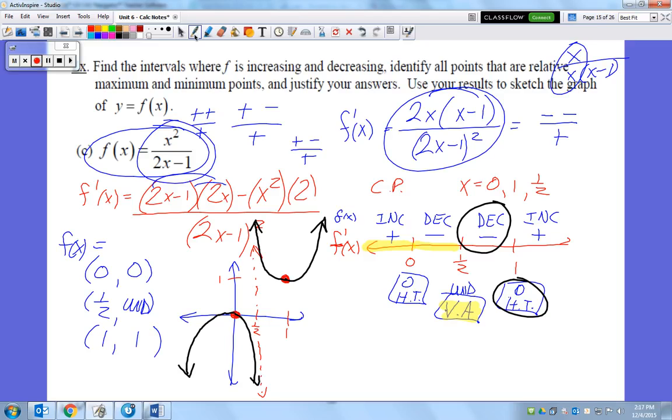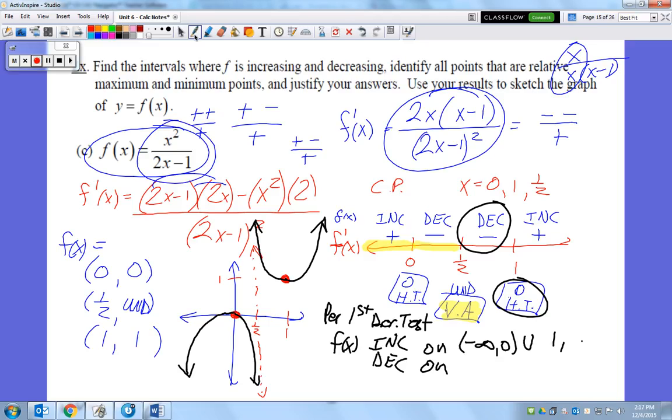Now, here are your answers. You ready? You would justify this as per first derivative test. So go ahead and write it on yours. Per first derivative test, f of x increases and decreases on the following. We're going to say on, not at, because we're good like that. Increases on negative infinity to 0, union 1 to infinity.